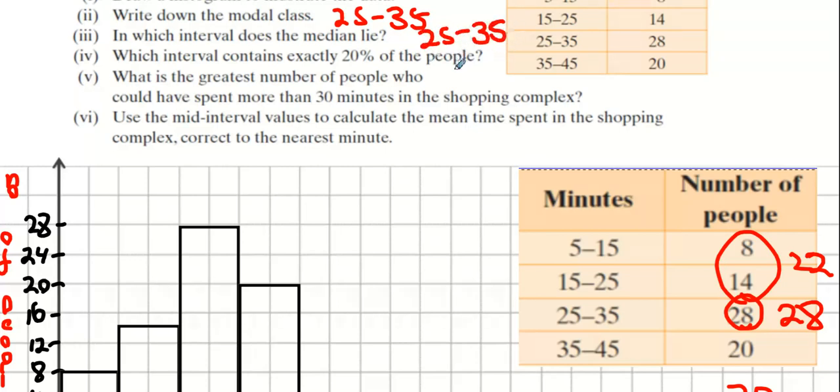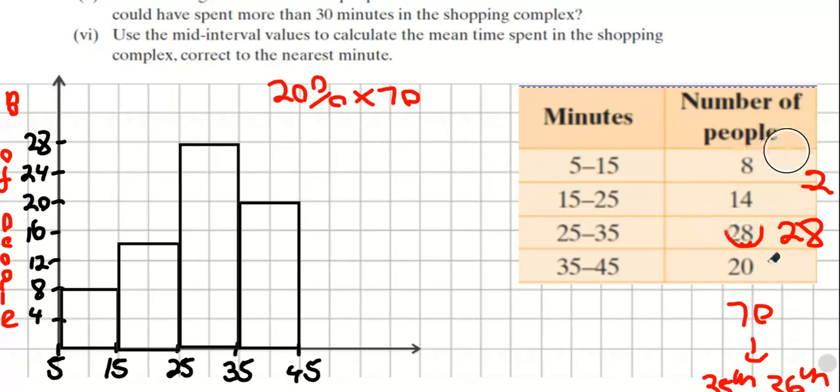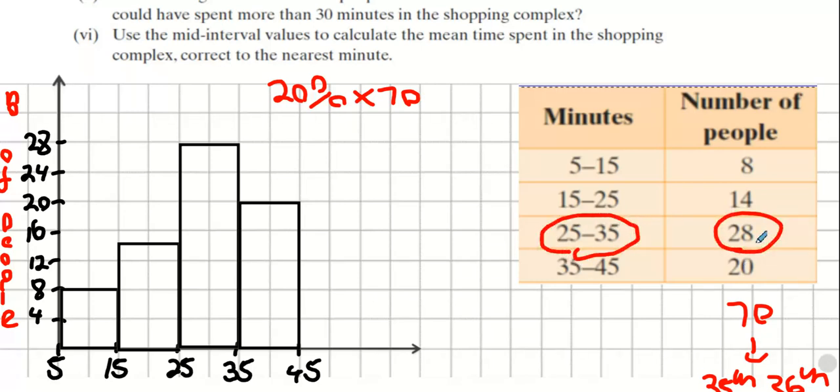Okay. What interval contains exactly 20% of the people? 20% of 70? Which one has 14 people? Yeah. Okay. What's the greatest number of people who could have spent more than 30 minutes in the shopping complex? More than 30 minutes. So here's what we're going to claim. We're going to claim that all the people in this interval here, do you see all 28 people? It says maximum. So we're going to claim that all of them spent, for argument's sake, 33 minutes each. Where would that put them? It put all 28 of them above 30. 28 plus 20, 48.